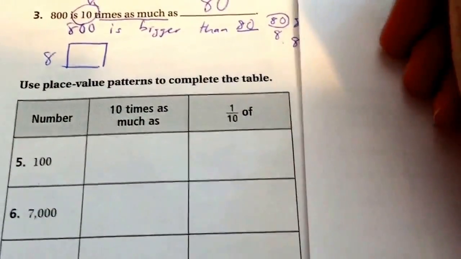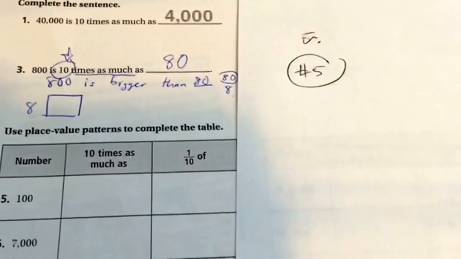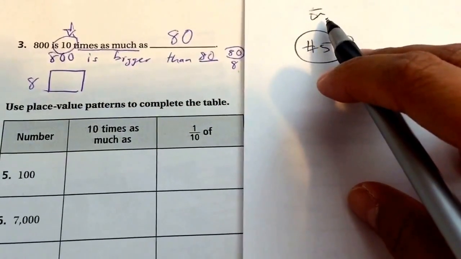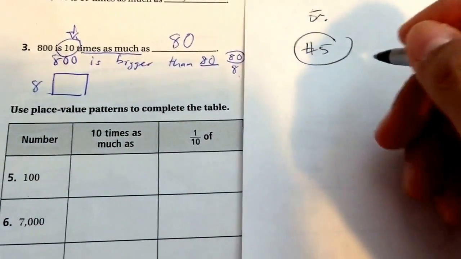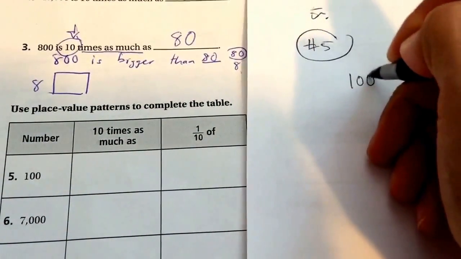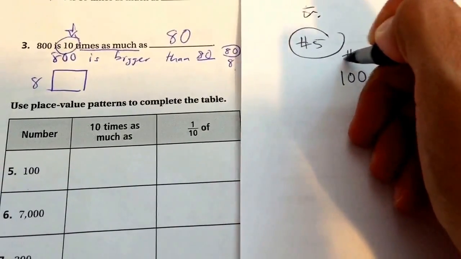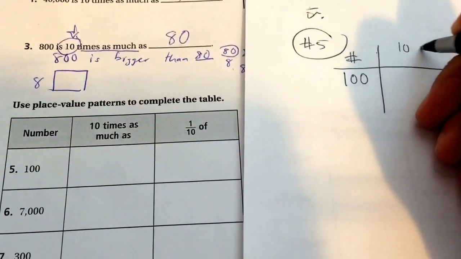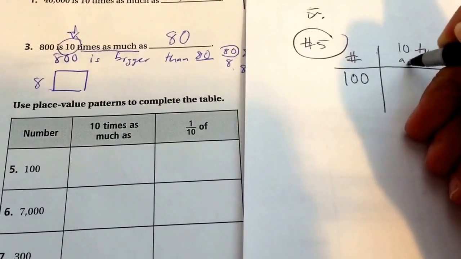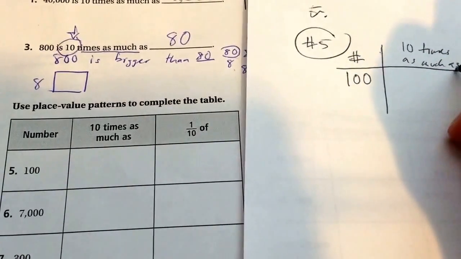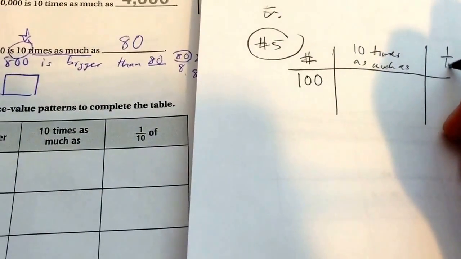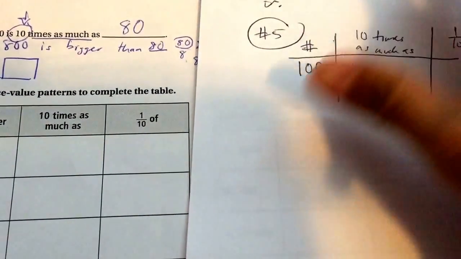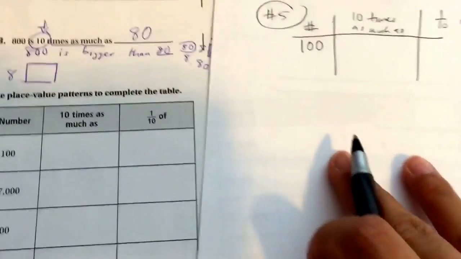So, number 5. I don't want to get confused with the decimal later on, so I'm just going to put number 5 like that. You can see I started with a 5 and a dot, but I don't want to get confused with decimals. If 100 is the number, here's a short sign for number, just the pound or a hashtag. 10 times as much as, and then over here, 1/10 of. Sorry, it's a little messy. I need something more sturdy to write on next time.